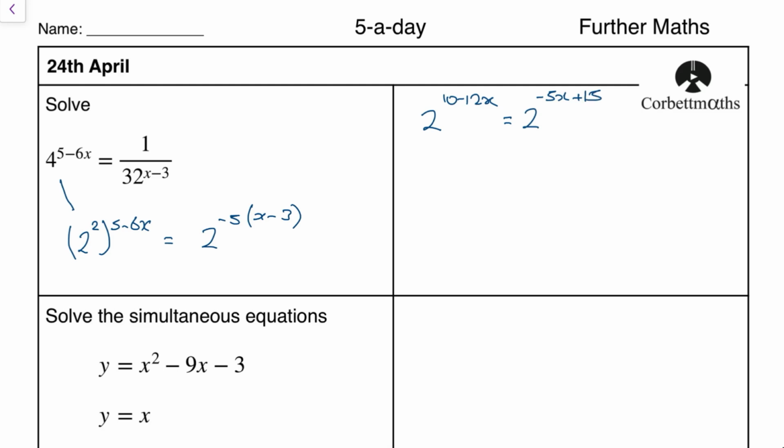Now, because the base values are equal, it means the powers must be equal. So 10 minus 12x is equal to minus 5x plus 15. Add 12x to both sides, I get 7x. Take away 15 from both sides, I get minus 5. And so that means that x is equal to minus 5 over 7. And that is question done. Not too bad. It looks worse than it is, but not too bad.